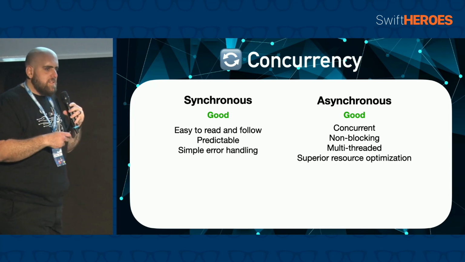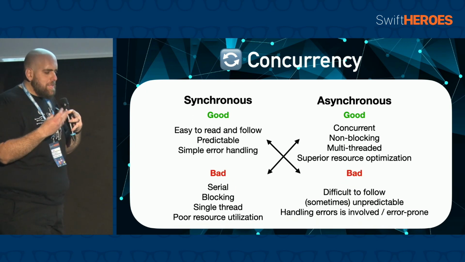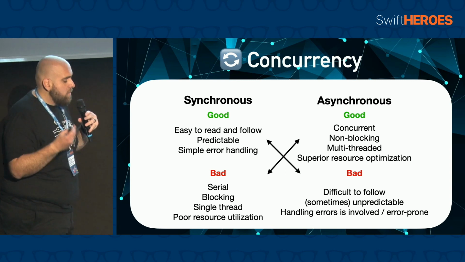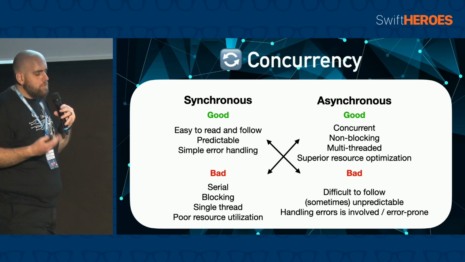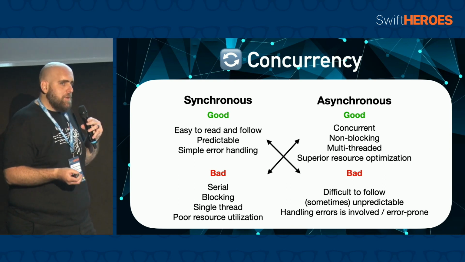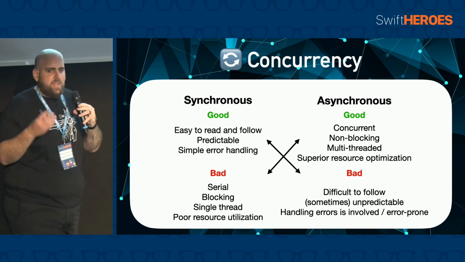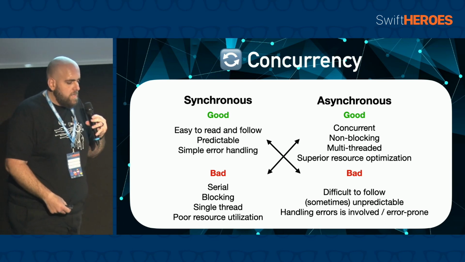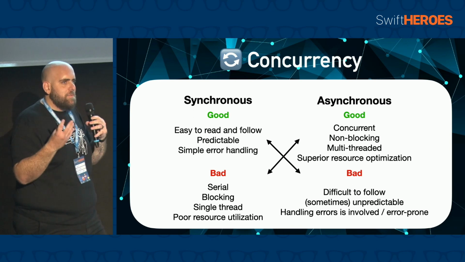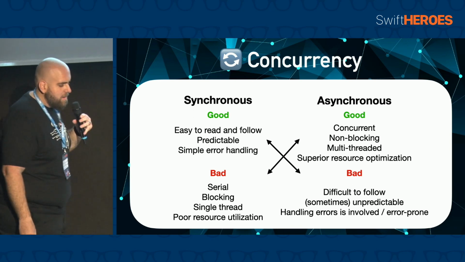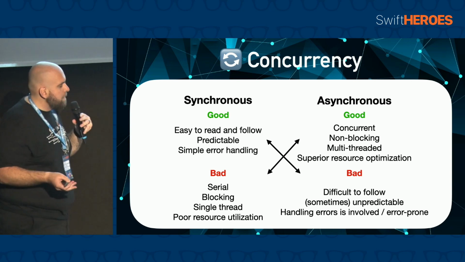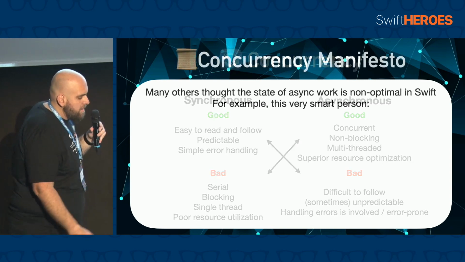And if we look at the bad sides, we actually get the exact flip side of that. For synchronous code, it is serial, it's blocking. We can only work on a single thread, and we have very poor resource utilization. And for asynchronous code, it's very difficult to follow because we have all of this nesting and all of these nested closures. It's sometimes unpredictable, especially when you have a lot of different asynchronous pieces of work coming together. And handling different errors thrown around is much more involved and error-prone in itself.